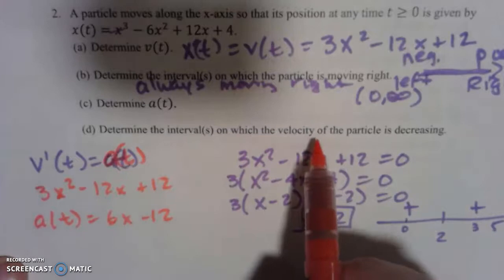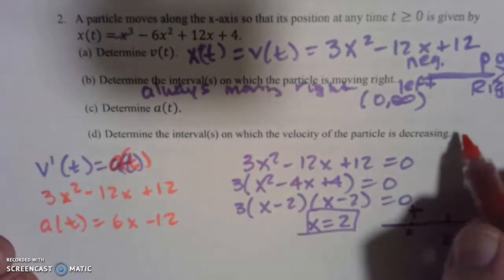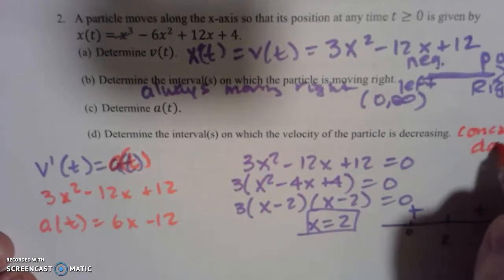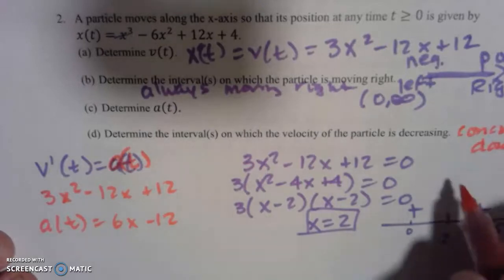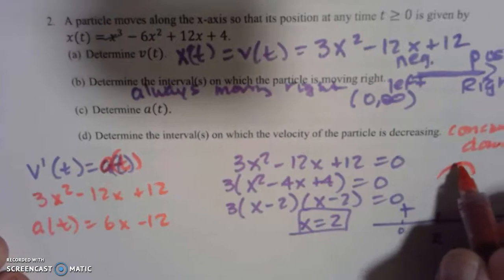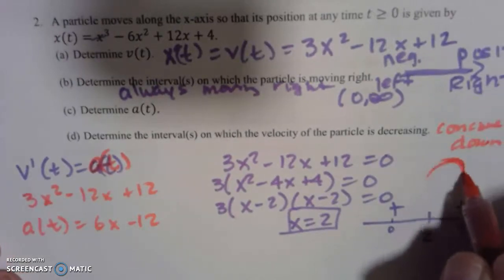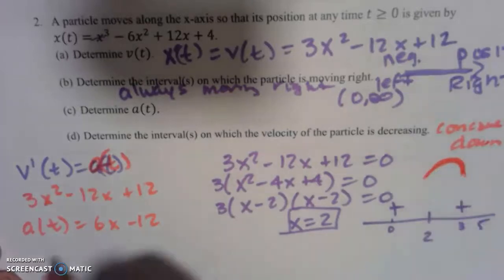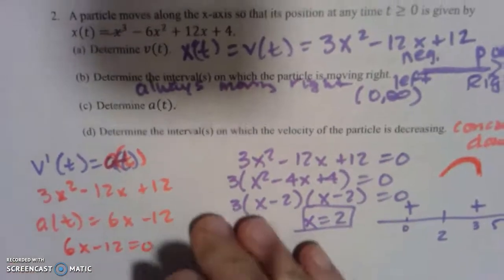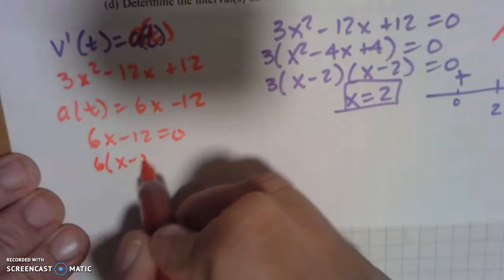Determine the interval on which the velocity of the particle is decreasing. Well, that is going to be when it's concave down, like the picture I had with the bird. Remember, the bird was flying up, and as he's about to change direction, his speed or his velocity is slowing down. So we're going to now set 6x minus 12 equal to 0, and we're going to solve for that. So again, I'm going to factor out a 6. I get x minus 2.